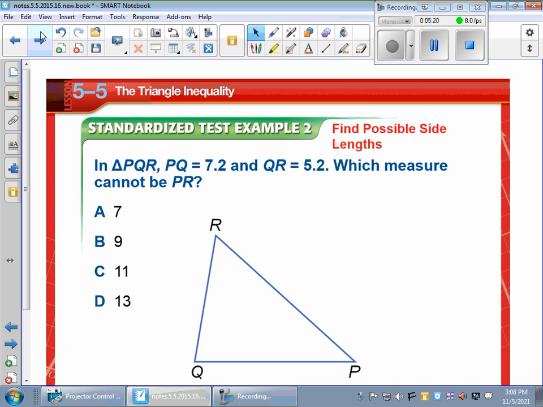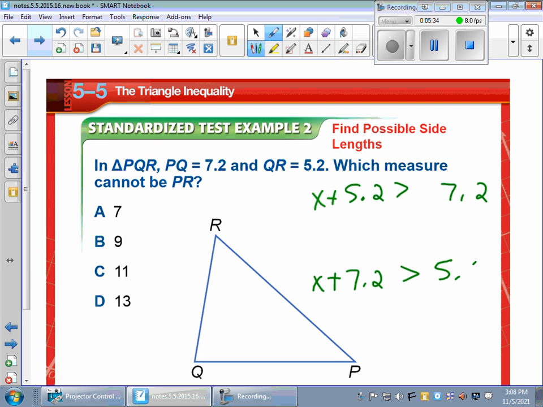It says, which measure cannot be PR. So again, how would I start? x plus 5.2 has to be greater than 7.2. x plus 7.2 has to be greater than 5.2.